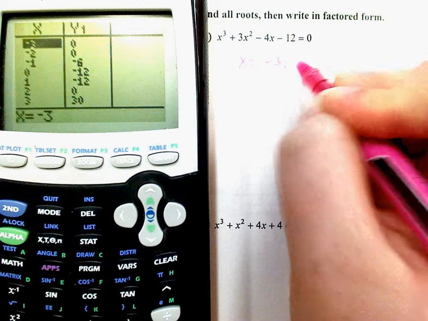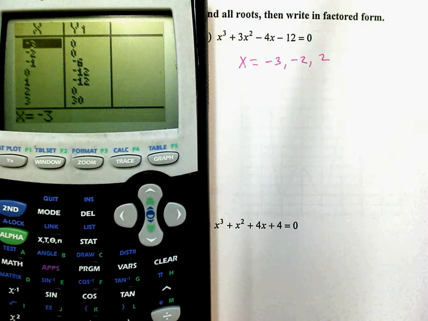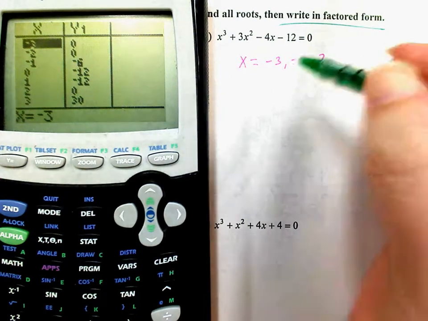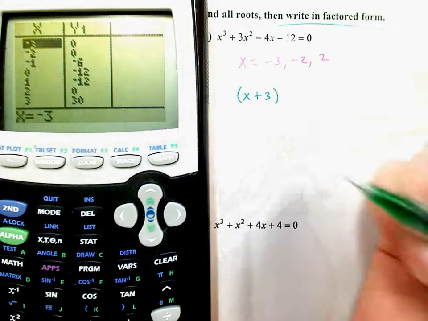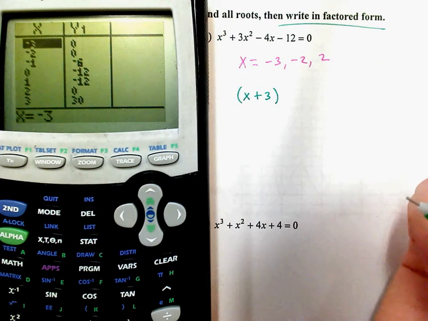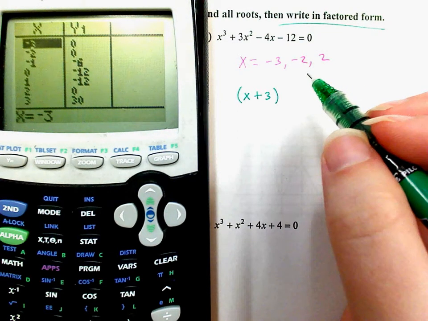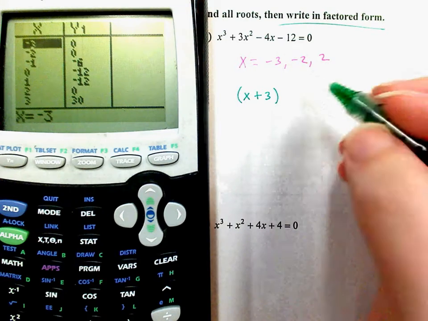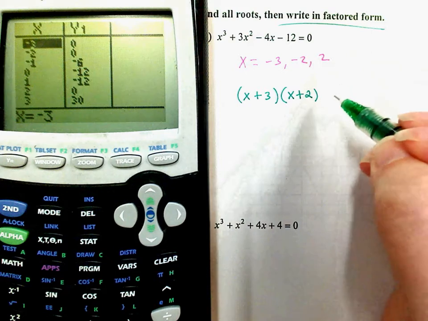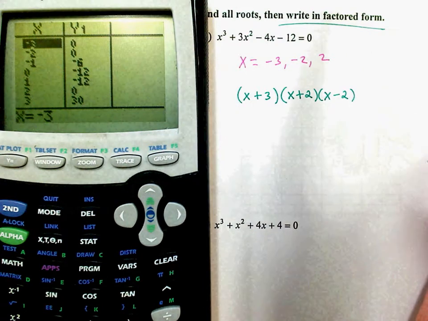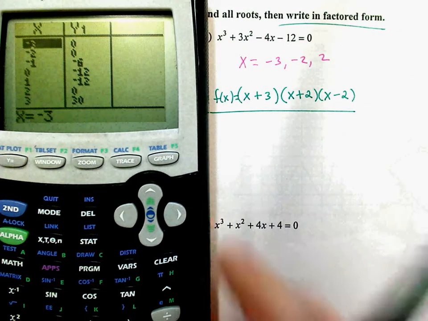But what else does it ask me to do? Write the function in factor form. So if the 0 is -3, I need to write x plus 3. Number 15. Okay, so if the 0 is -2, then I write x plus 2. And if the 0 is +2, then I write x minus 2. Okay, let's put an f of x in the front of this, and then we're done. Okay, now let's move to 17.